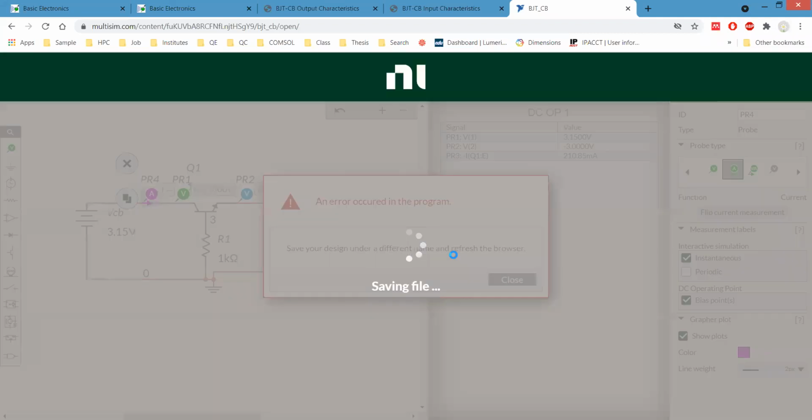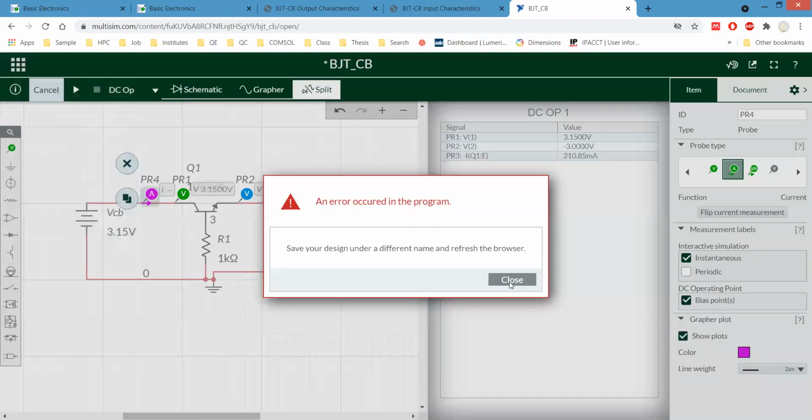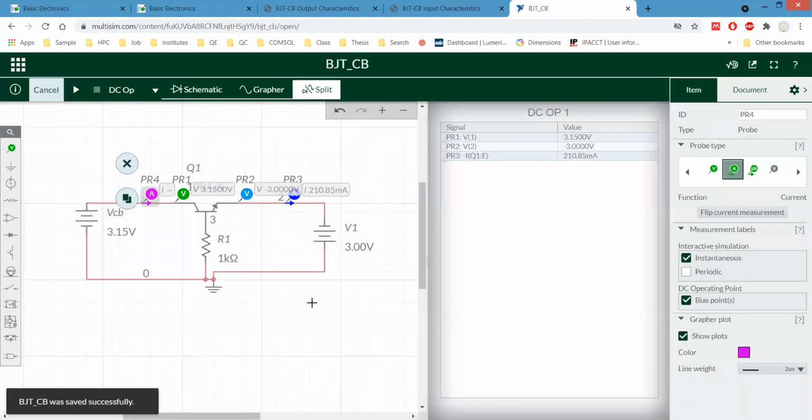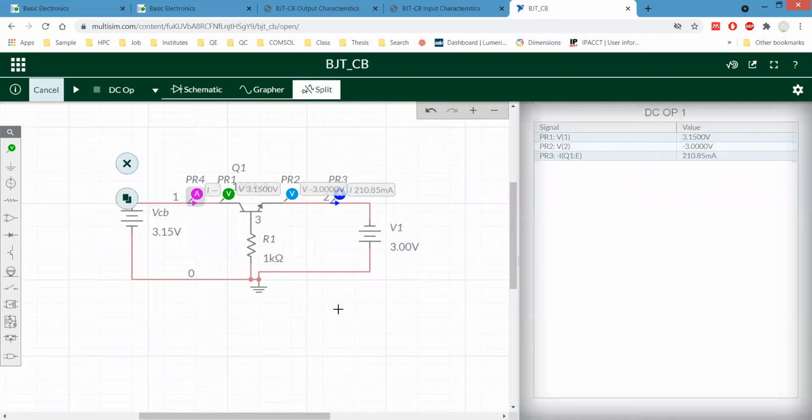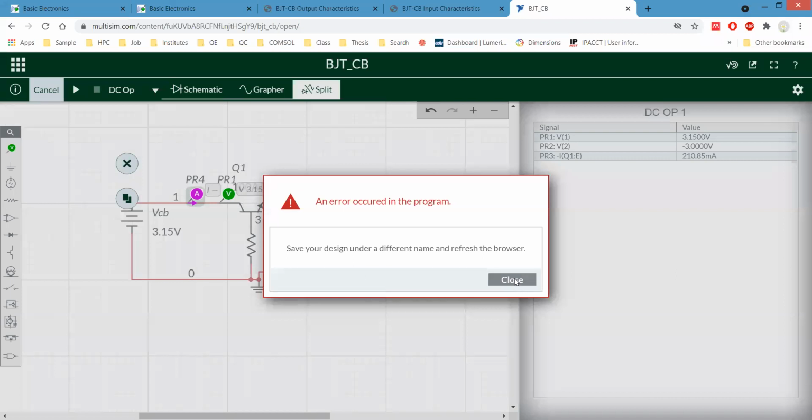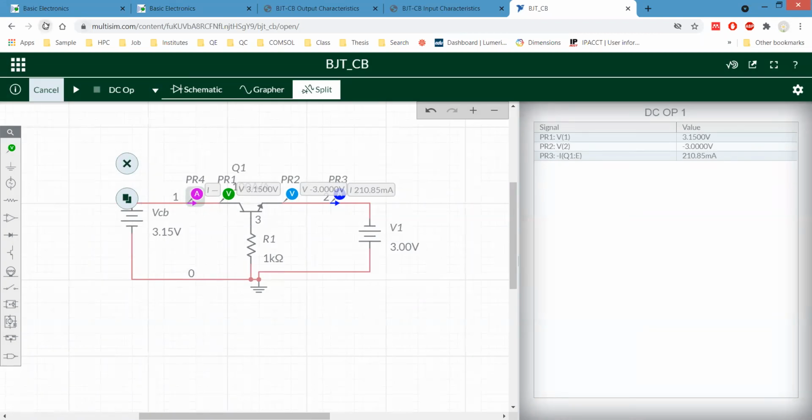Save your design. Yeah. What is the problem? Okay, now I think it is fine. Okay, let me refresh it. I don't know, there is some technical issue.